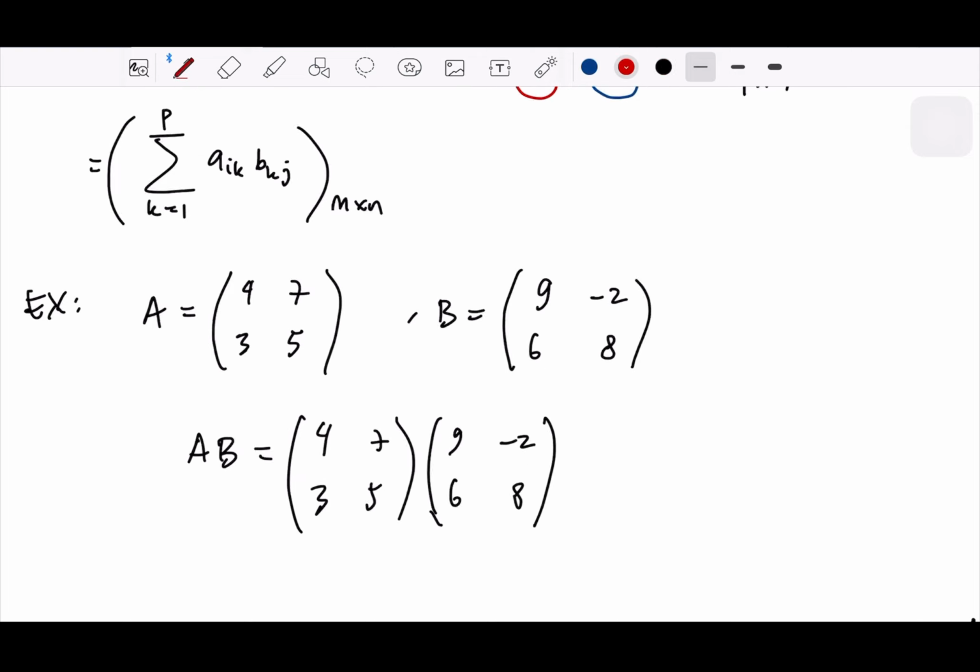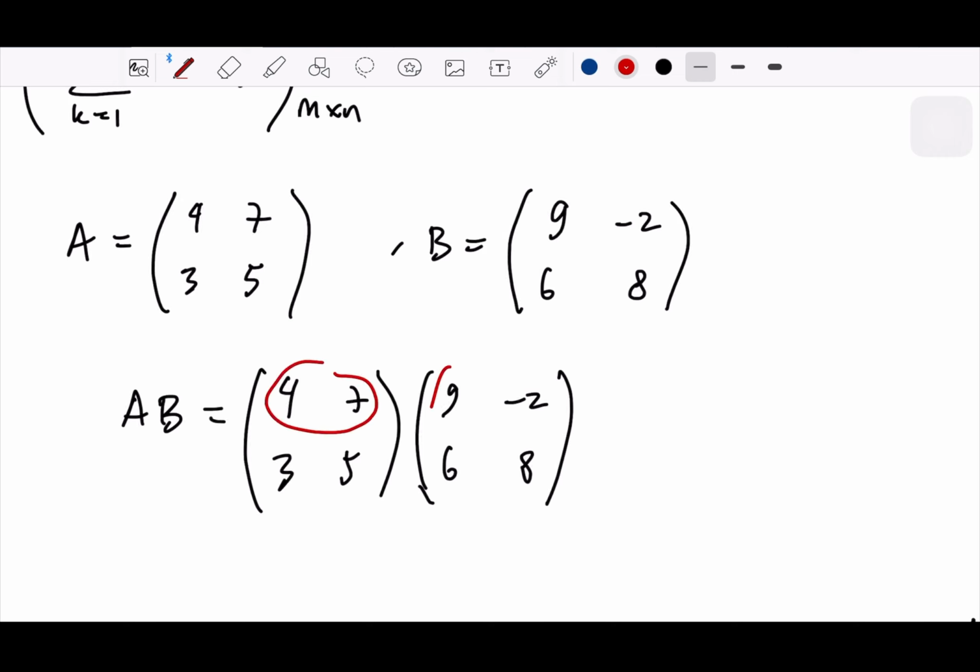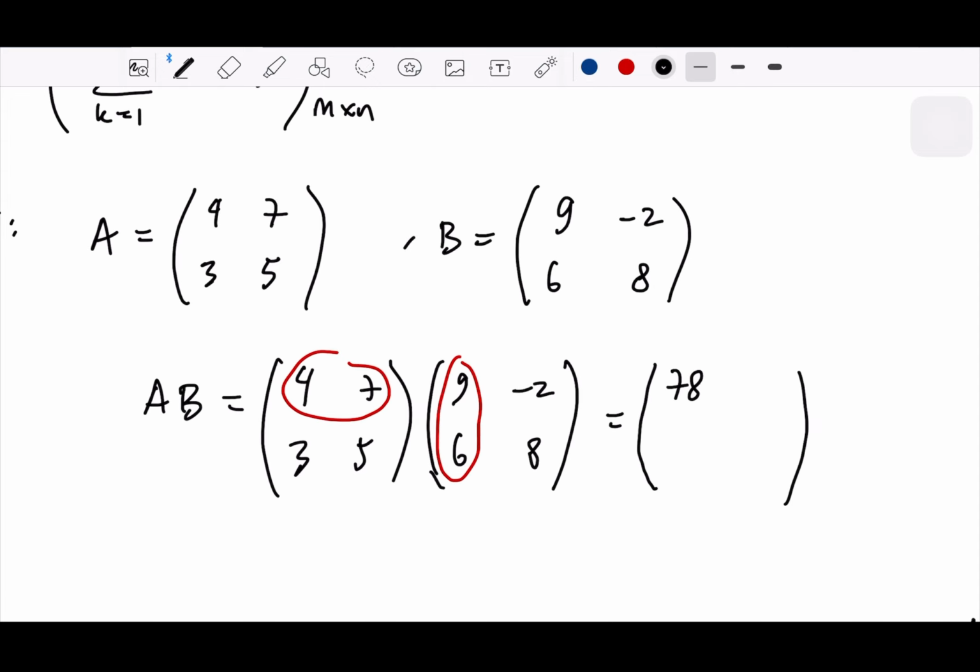Okay. So we could start from the first row here and the first column. So 4 multiplied with 9 is 36, plus 42, so it's 78. So we write 78 over here, right? And then maybe second row and then first column. So second row, first column, this one. So 3 times 9 is 27, plus 30 is 57, that part.